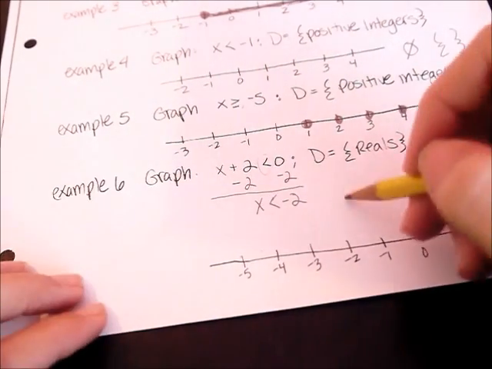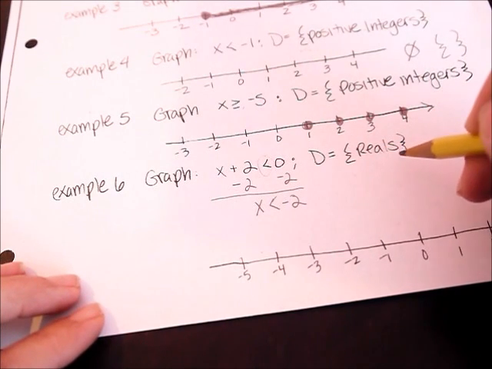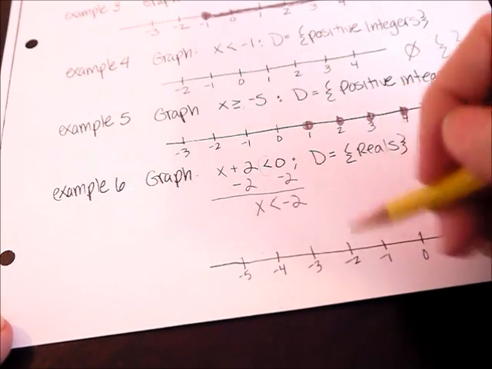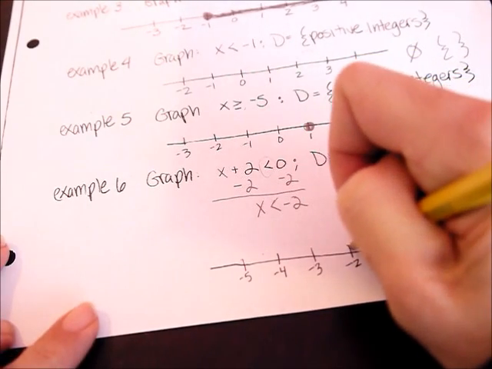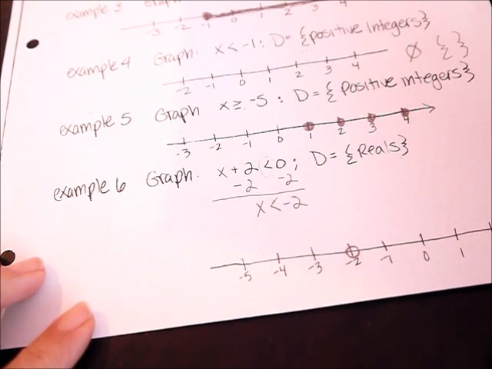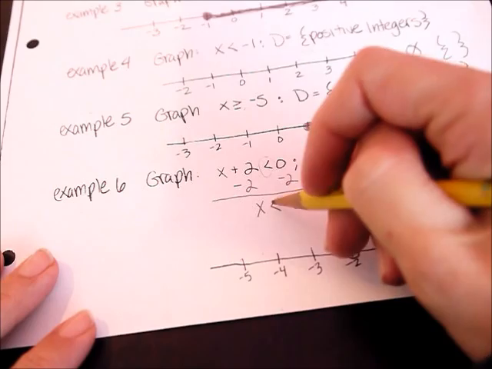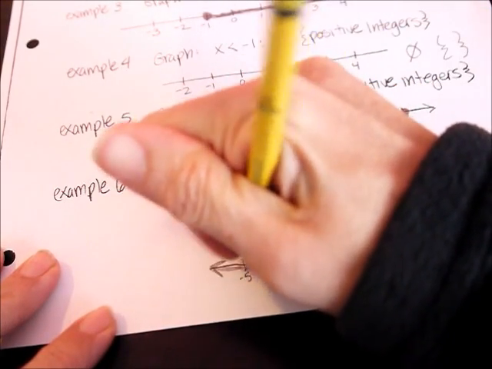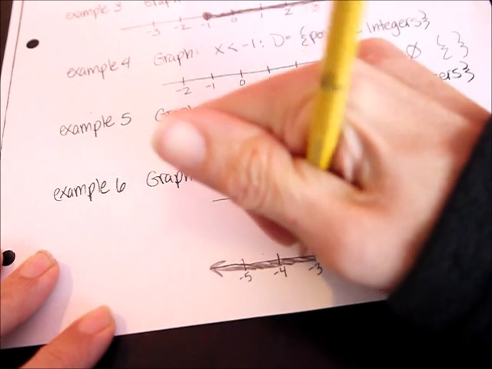Okay, and we go back and look at our domain. It's real, so pretty much anything. We have no restrictions there. So x is less than -2, not or equal to. So I have an open circle there because it cannot equal -2. And it's everything less than -2, so I'm going to have this shaded in down here.